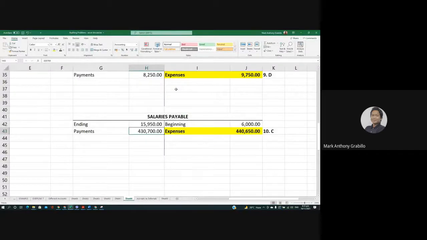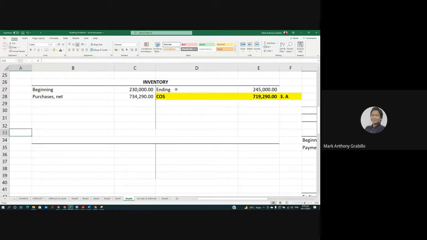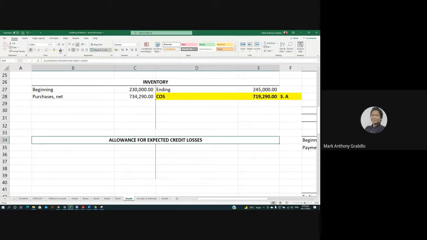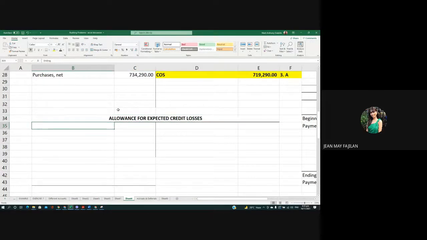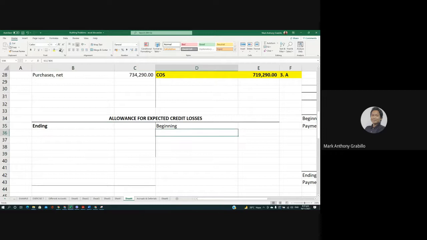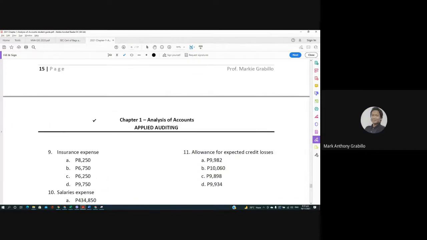So of course the T account is allowance for expected credit losses. Let's make it. What is the normal balance of allowance for expected credit losses? Credit side. So the beginning balance is on the credit side and the ending balance on the debit side. How does the allowance increase? When there is an expense, or expected credit loss, and also recoveries. And how does it decrease? When there is a write-off. That's correct.